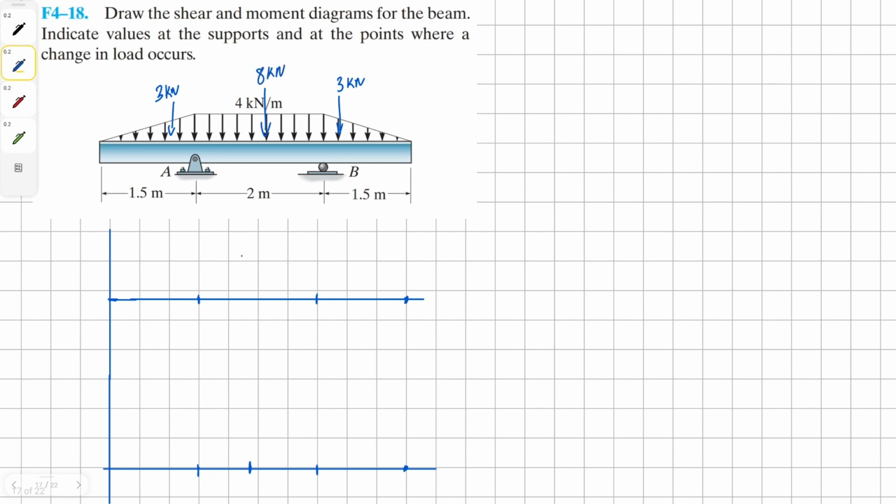And the distance between B and the point load is going to be 1/3 of 1.5, which comes up to be 0.5. And so it's going to be the same on the other side. Now we can find our external reaction forces at A and B. Ax is going to be 0.